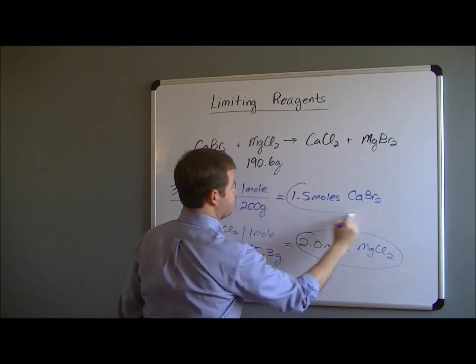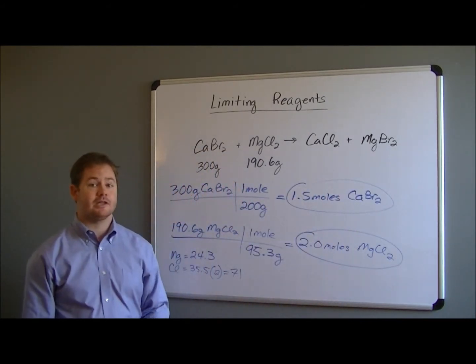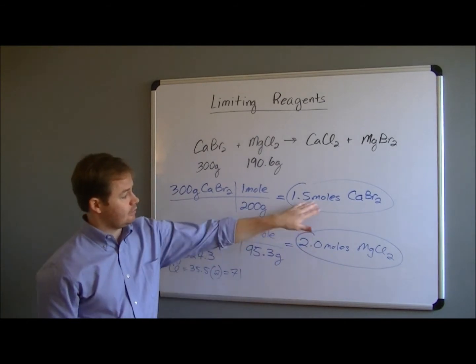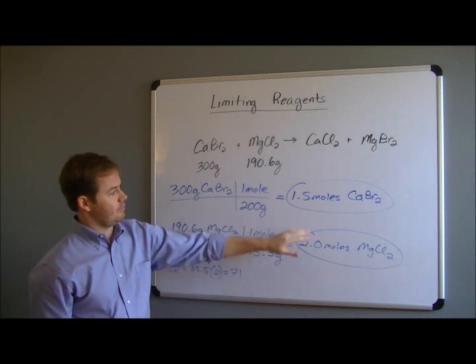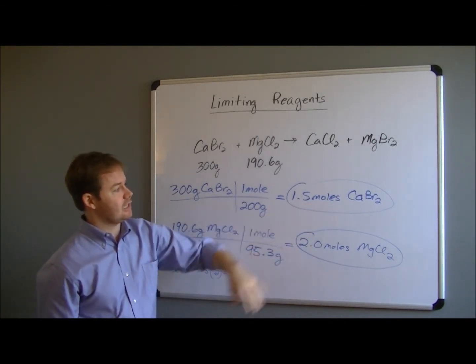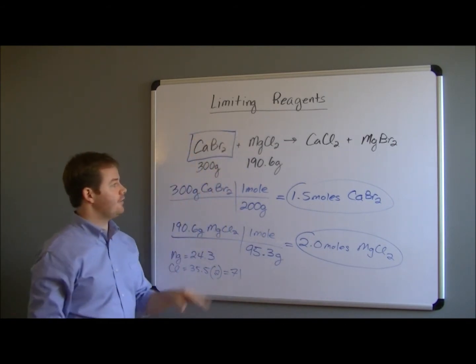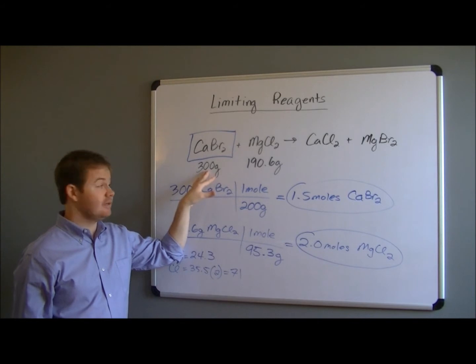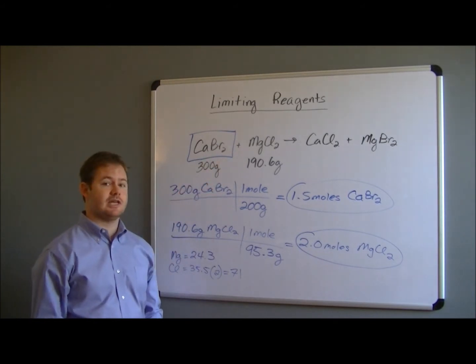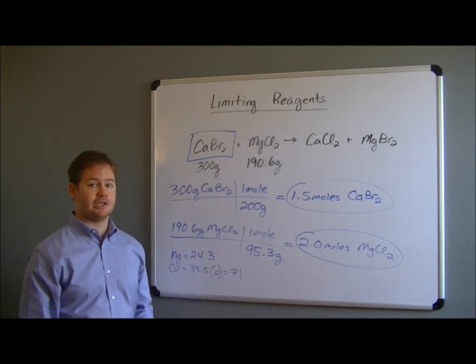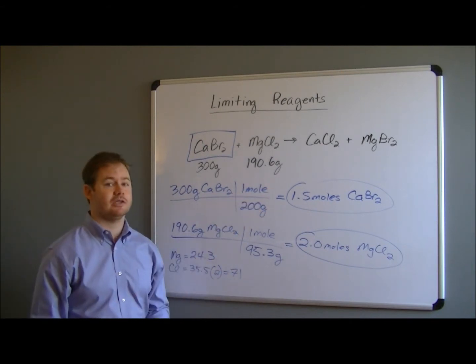Now that we've converted to moles, finding the limiting reactant just means we take a look at those numbers and we look at which one has fewer moles. In this case, it's the calcium bromide. So the calcium bromide, even though we started with a larger mass, that will actually be the substance that limits how far our reaction can proceed or how much of our product we can make.